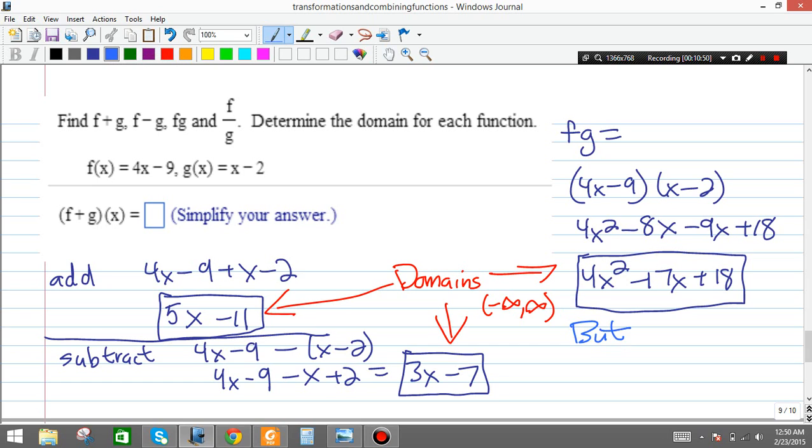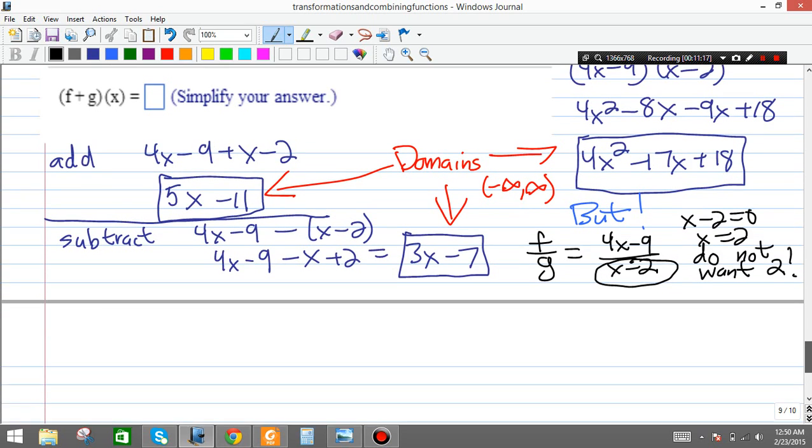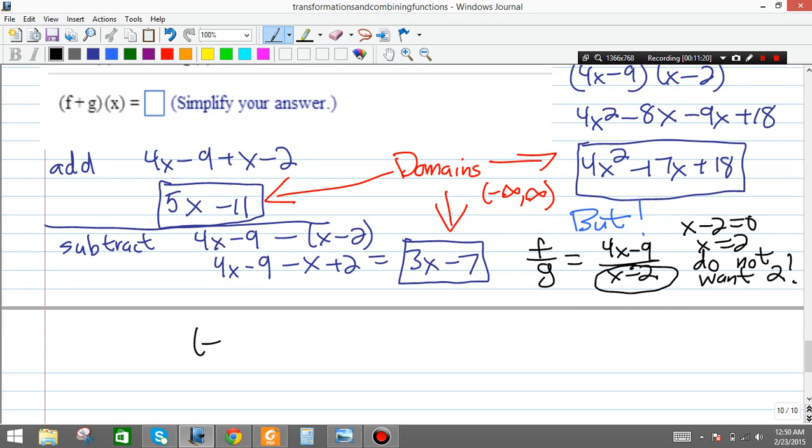But for f over g, that equals 4x minus 9 over x minus 2. And now, a serious problem. x minus 2 is equal to 0 when x is equal to 2. We do not want that. So that means the answer is minus infinity to 2, union with 2 to infinity. That is the domain. But 4x minus 9 over x minus 2 is the answer. And then when you write the domain, just make sure you skip over 2.